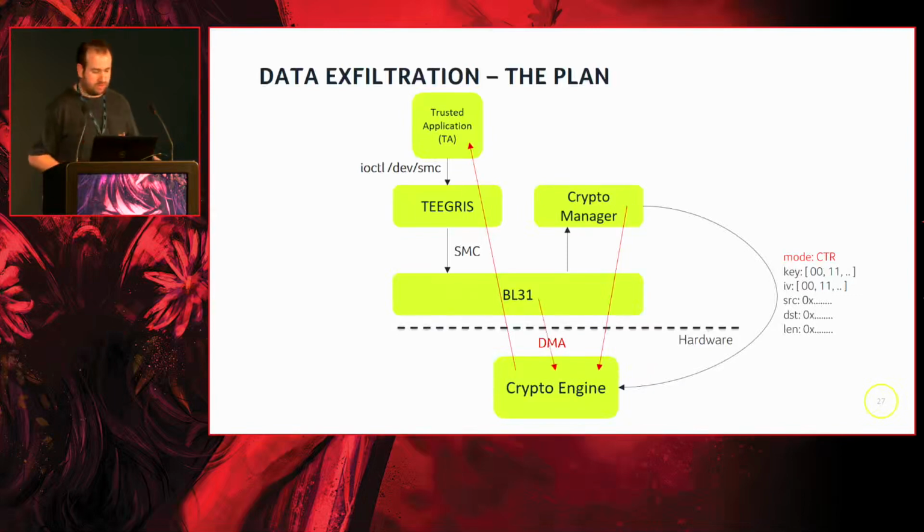And we're not limited to the crypto manager. We can extract BL31 memory, we can extract kernel memory, everything, just copy it within the TA, and then read it out.